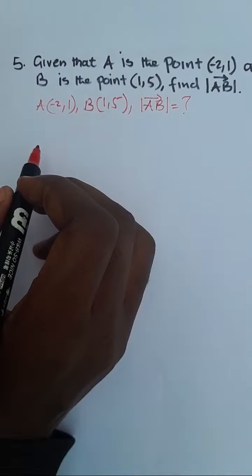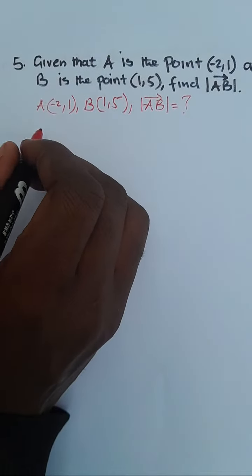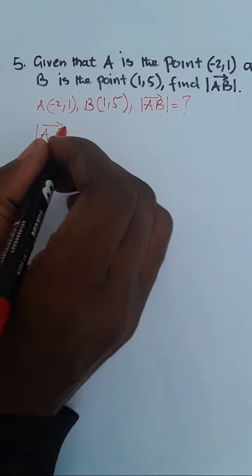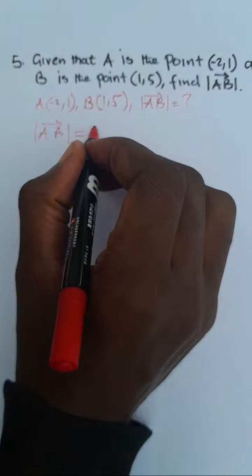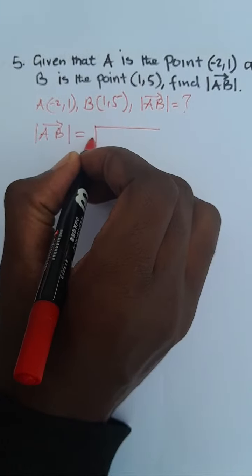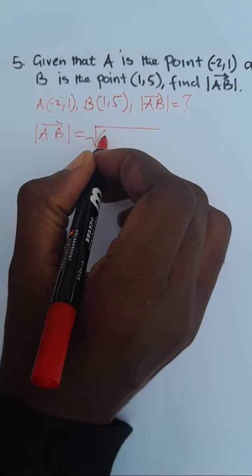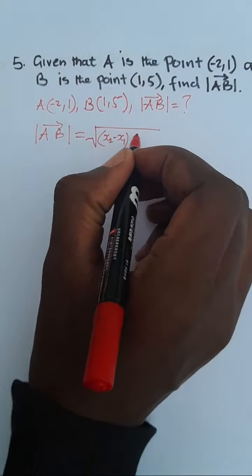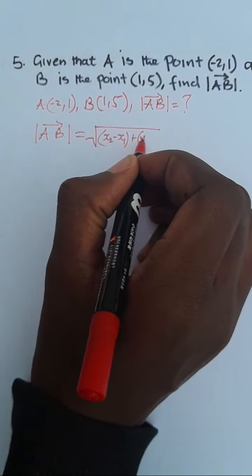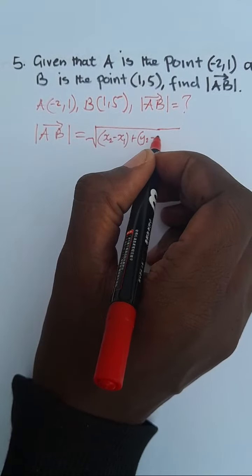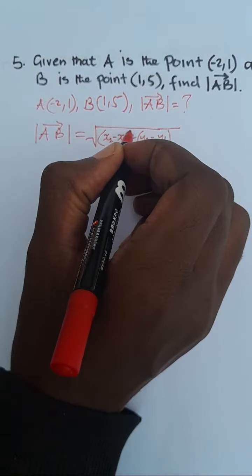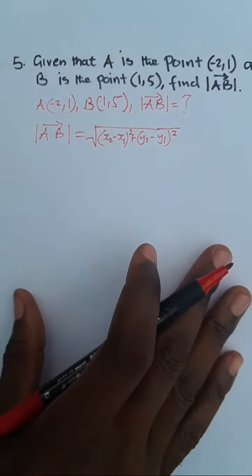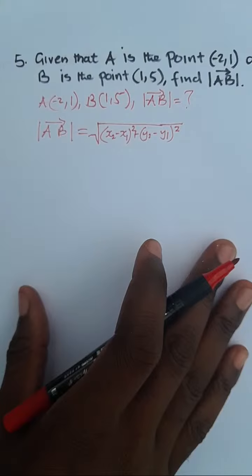So now, how do you find the magnitude? The formula for finding the magnitude is: the magnitude of AB is equal to the square root of x2 minus x1 plus y2 minus y1. In fact, these are supposed to be squared like this. So that's how you find the magnitude.